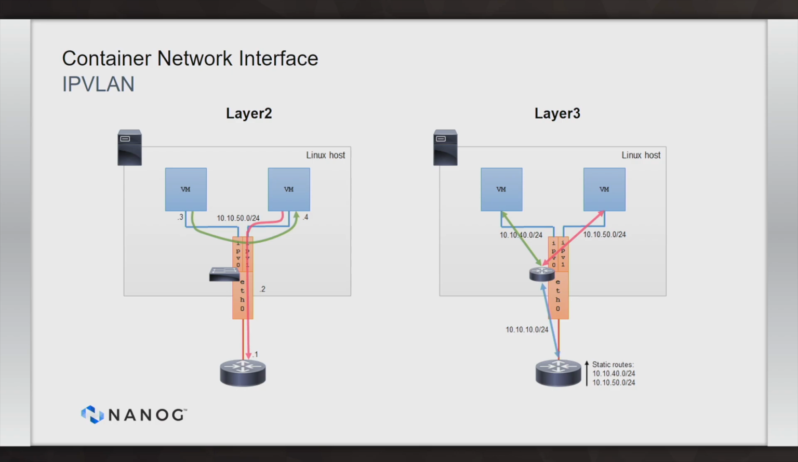Okay. There are two different IPvLAN modes. The most common is layer 2, where you're using only one prefix inside the host. And there also is layer 3, where you are actually creating different prefixes in the same host. But in order to make that work, you need some routes from the outside router that it is connecting to.